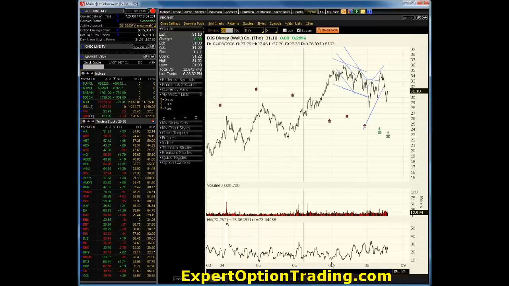If we take a look at the historical basis of the volatility of Disney, you can see that it's currently the last is 23.44. Is that in the lower end of the range, the higher end of the range, or in the middle? I would say it's probably close to the middle of the range. It's not exactly on the high end, and it's not on the low end, that's for sure.